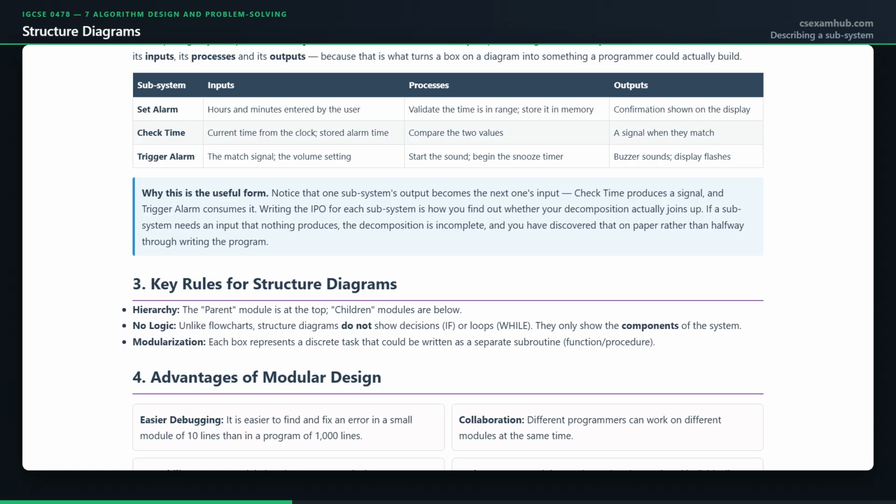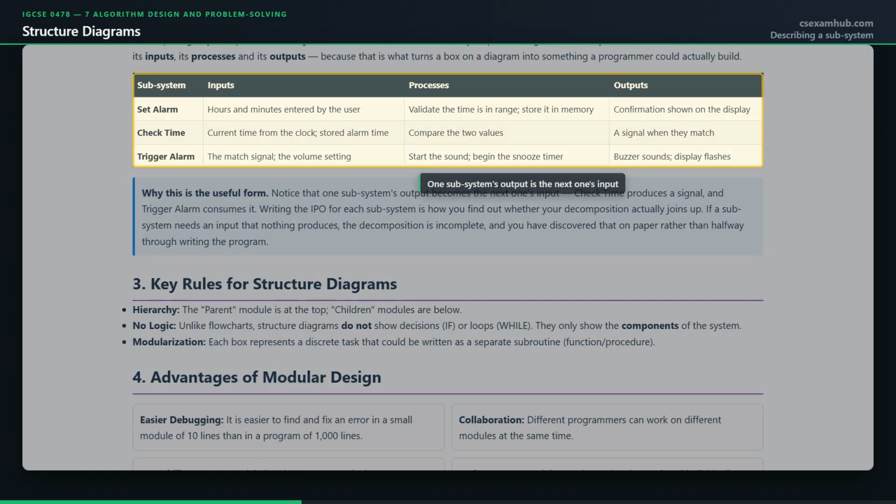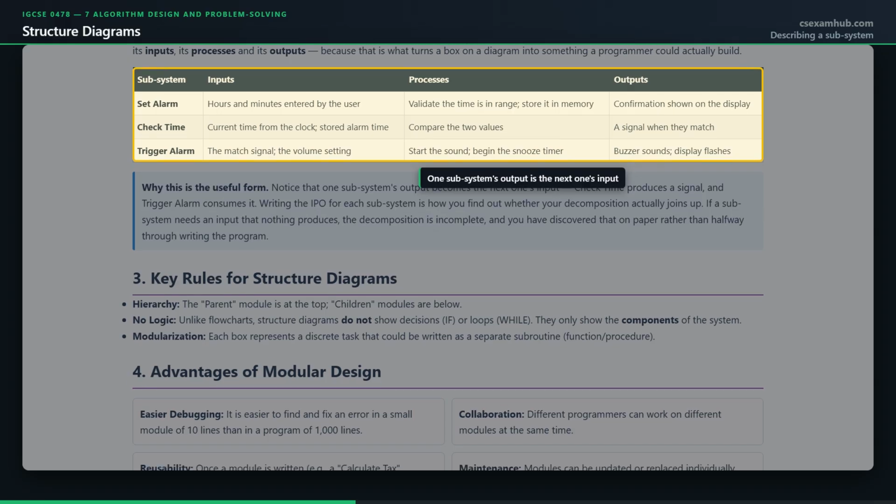Now notice the thing that makes this worth doing rather than a formality. One subsystem's output is the next one's input. Check time produces a signal. Trigger alarm consumes it. Writing the inputs, processes, and outputs for each box is how you discover whether your decomposition actually joins up. And if a subsystem needs an input that nothing in your diagram produces, the decomposition is incomplete, and you have found that out on paper rather than halfway through writing the program.